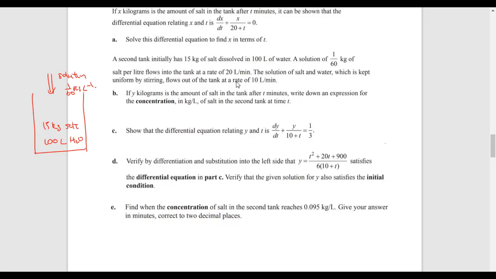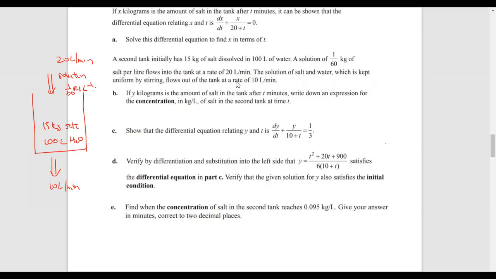And you're doing 20 liters per minute. The solution of salt and water, which is kept uniform, flows out of the tank at a rate of 10 liters per minute. So both of these tanks are storing more and more solution. If y is the amount of salt in the tank after t minutes, write down an expression for the concentration in kilograms per liter of the salt in the second tank at time t.